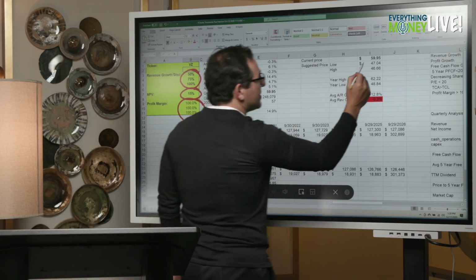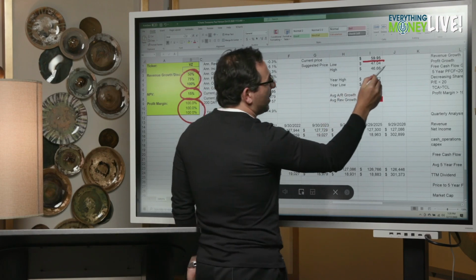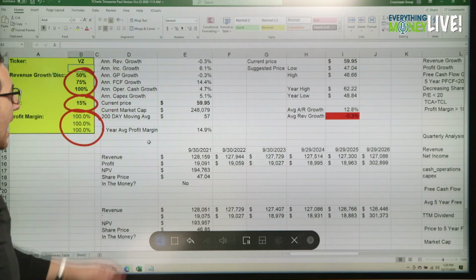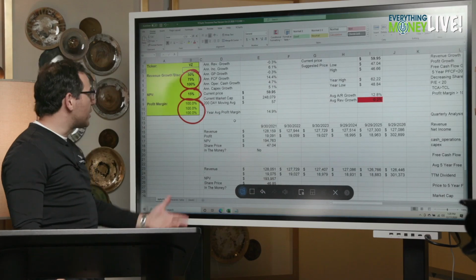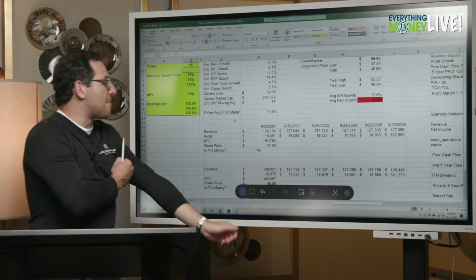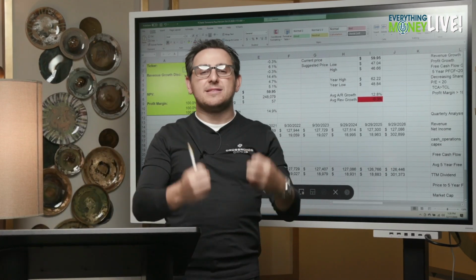But here, the price is 60, and I said 30% discount, make it about 42, and my price is about 45. So if I pay $45 a share for this company, I'm expecting to make about 15% a year for the next 5 years. That's pretty much where we stand right here on Verizon. Now, remember, this is all part of a process. It's the qualitative part of it. It's what makes investing an art.